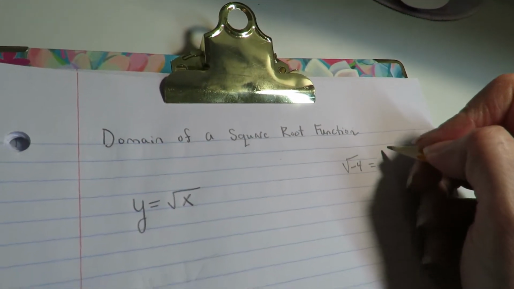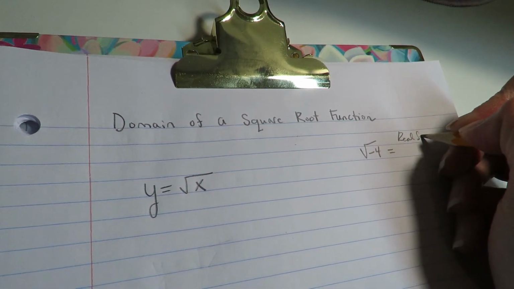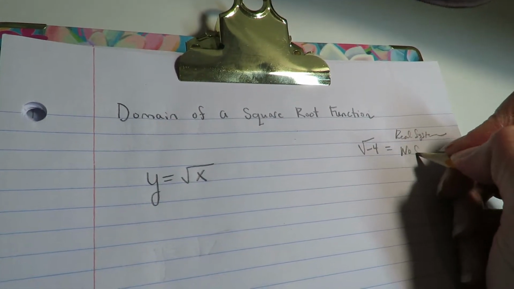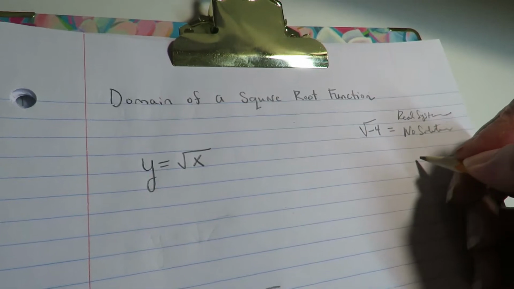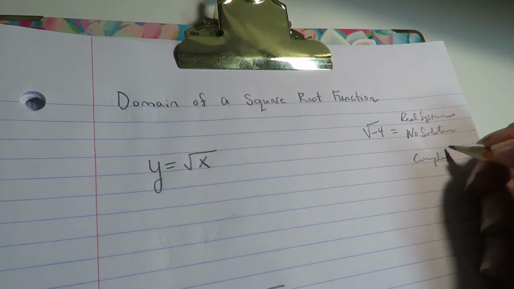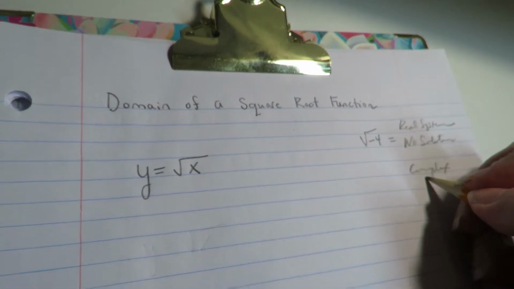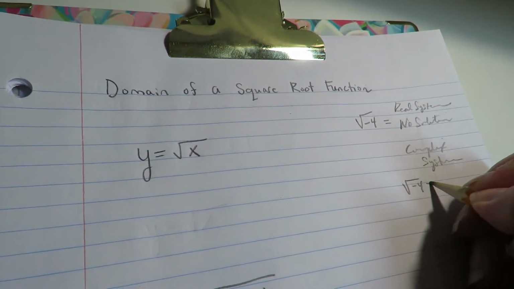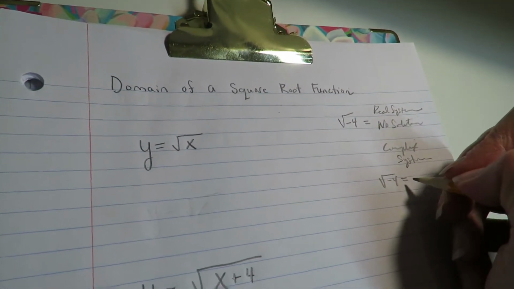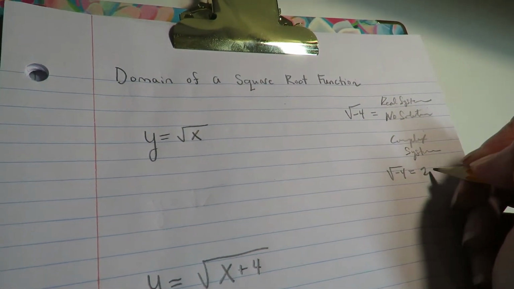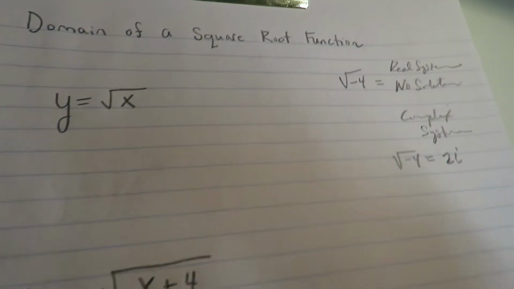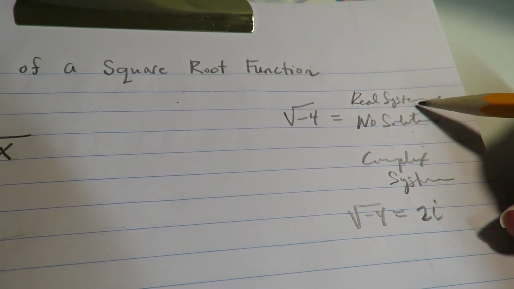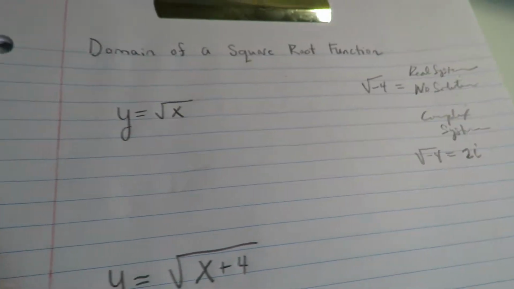Yeah, okay, so in the real system, a negative under the radical has no solution. Sometimes people get confused because they're assuming they're in the complex system. So in the complex system, the square root of -4 is 2i. But we're going to be in the real system, so that's no solution. The real system is a subset of the complex system.